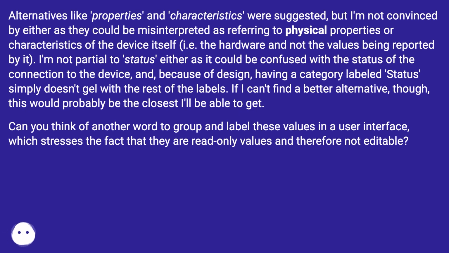Alternatives like properties and characteristics were suggested, but I'm not convinced by either as they could be misinterpreted as referring to physical properties or characteristics of the device itself, i.e. the hardware and not the values being reported by it. I'm not partial to status either as it could be confused with the status of the connection to the device, and, because of design, having a category labeled status simply doesn't gel with the rest of the labels. If I can't find a better alternative, though, this would probably be the closest I'll be able to get.